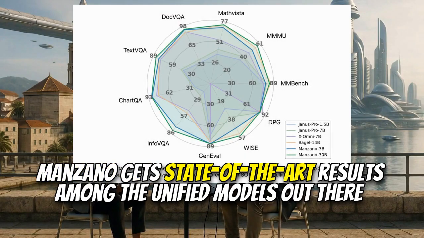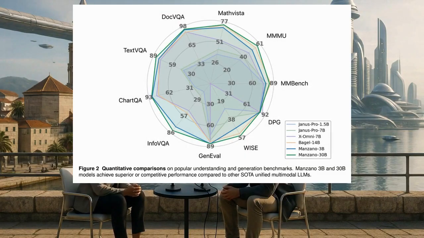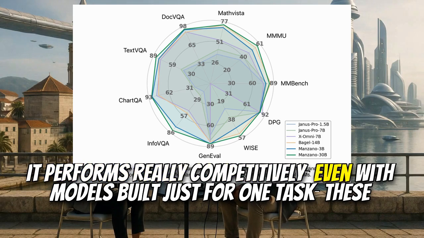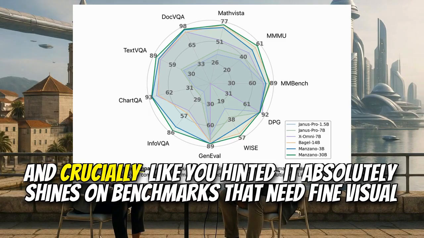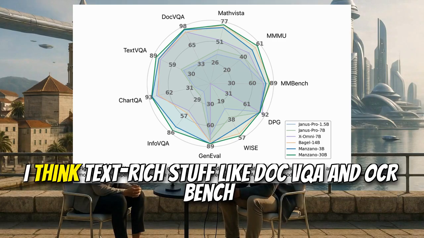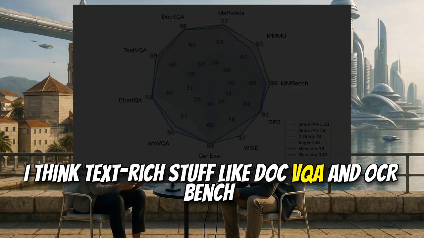Manzano gets state-of-the-art results among the unified models out there. It performs really competitively, even with models built just for one task, these specialist models. And crucially, like you hinted, it absolutely shines on benchmarks that need fine visual detail. Think text-rich stuff like DocVQA and OCR bench.